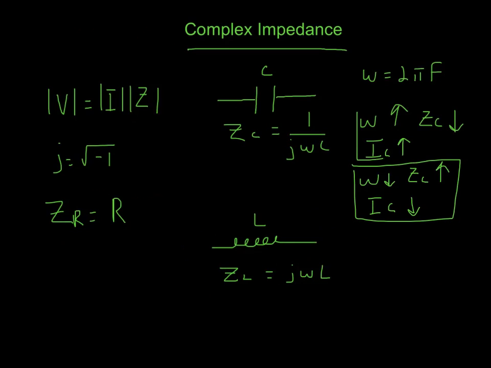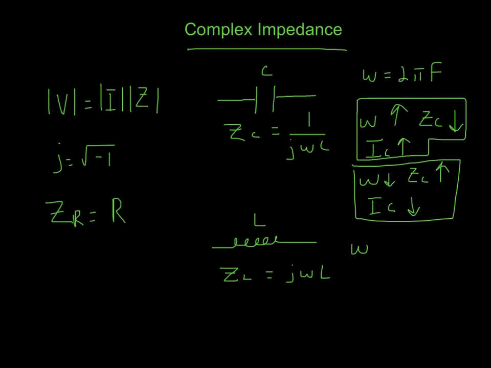Okay, just with this simple information, we can figure out how a high-pass and a low-pass filter works if we make them out of R's and C's. And similarly, we can do this with R's and L's as well. Let's look at L in the same way.